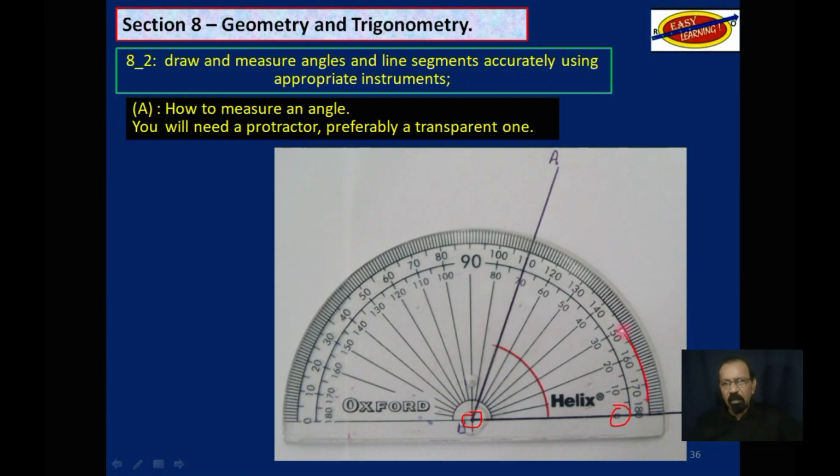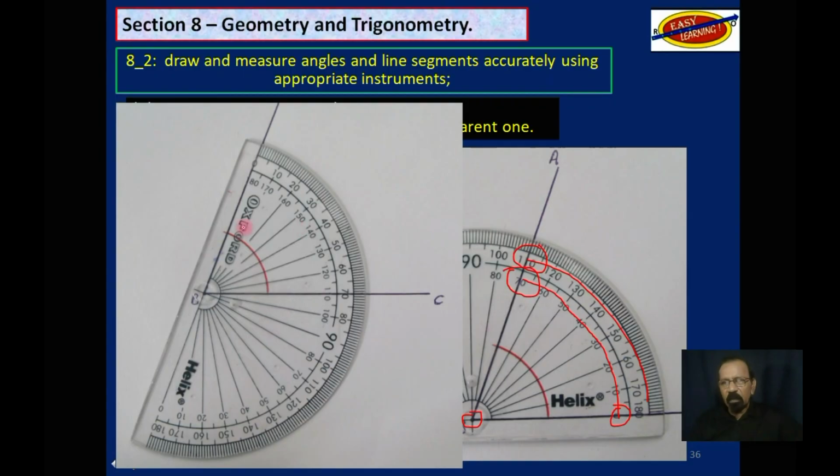This is in place. And this scale here is between the arms. And now you can read it, beginning at 0 here. 0, 10, 20, 30, 40, 50, 60, 70. That is 70. Do not confuse it with that 110 up there.